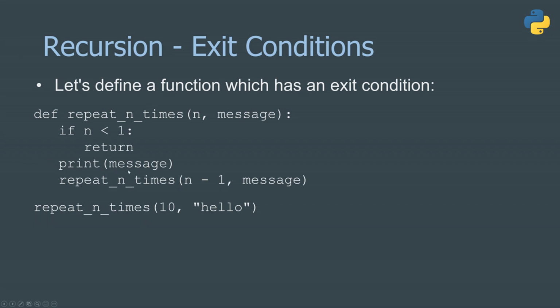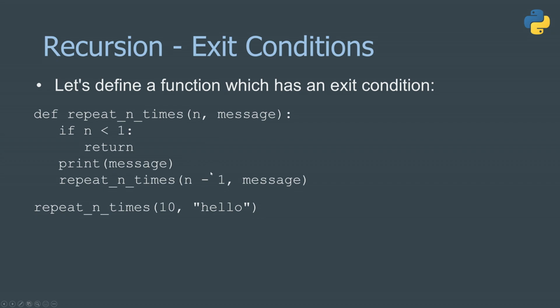So then we print the message, and then I call repeat n times. So it's definitely recursive. It's direct recursion because repeat n times calls repeat n times. It's the exact same function. But notice that the arguments are a little different here. I'm actually calling repeat n times with n minus 1.